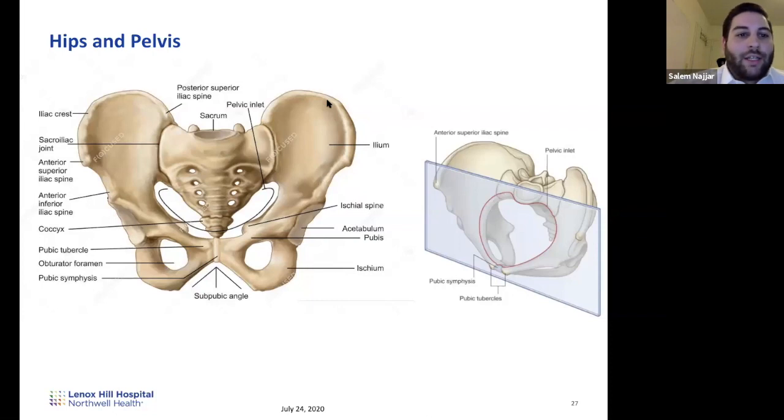You can also see the sacrum as well as the sacroiliac joint. There's also the pubic symphysis right in the middle, the ischium on the bottom, and the ischial spine in the middle.